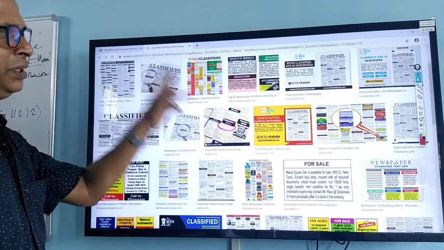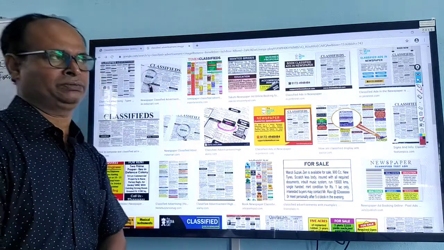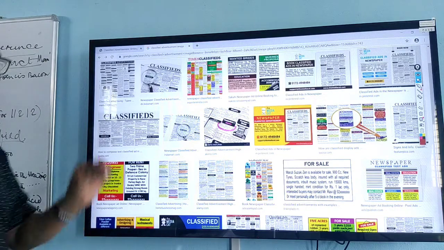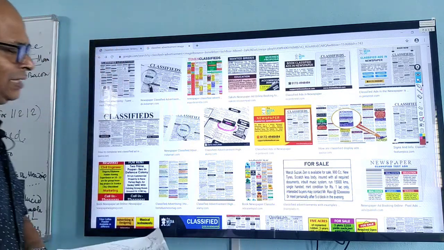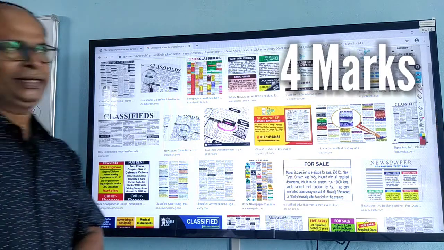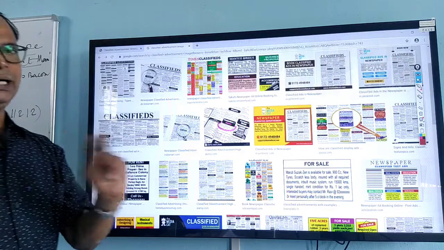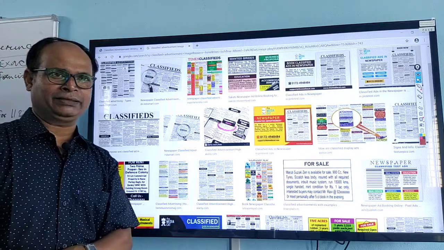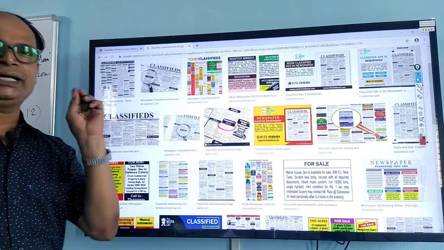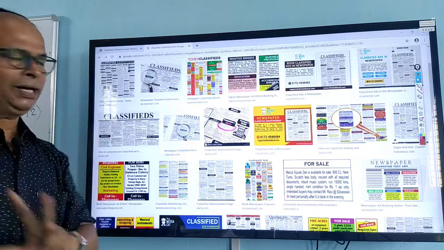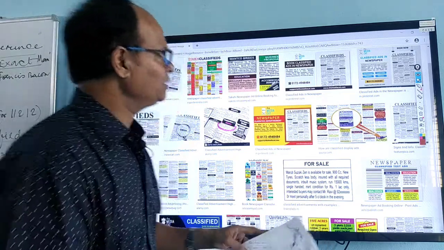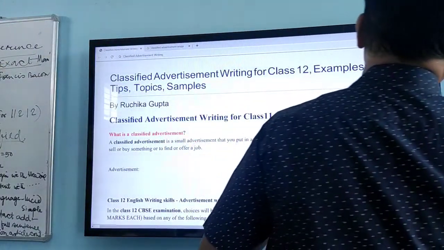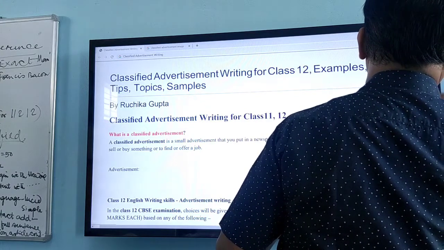In the similar manner we will see that there are different types of advertisement, and in CBSE the total marks for advertisement writing is 4 marks. So there will be an option between notice writing, advertisement, invitation and poster making, and the total marks here will be only 4 marks. Now let us see how this 4 marks is divided.